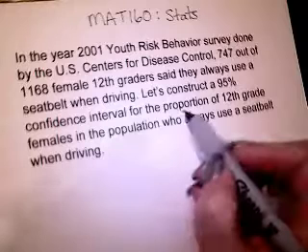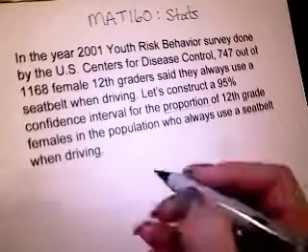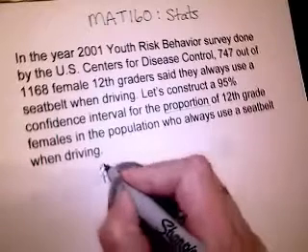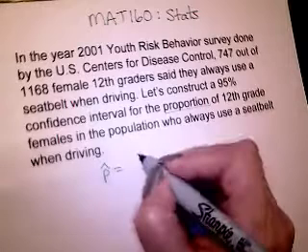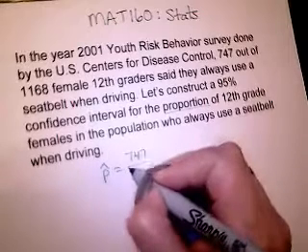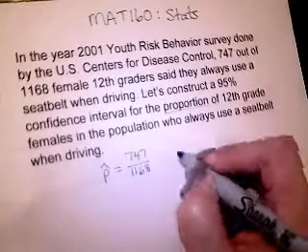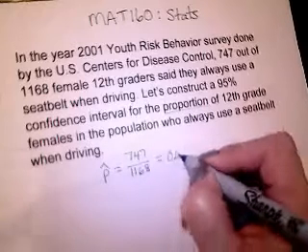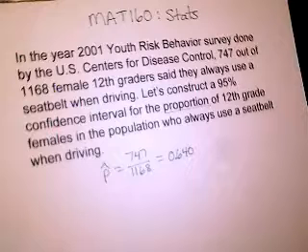So first of all, keyword, proportion. That tells me the first thing I need to do is find a proportion. So let's talk about what's going on. That is going to be our p-hat. Our p-hat in this case is going to be the proportion of 12th grade females that say they always use their seatbelt, and that is 747 out of 1,168. All right, that gives us 0.640, so about 64% always say they use their seatbelt.